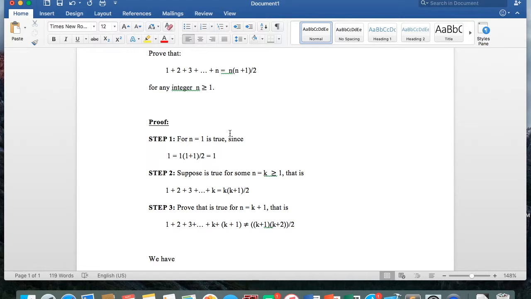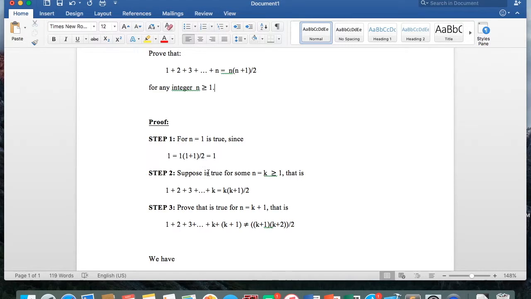Step one is to substitute 1 for every n, to make sure that the left-hand side is equal to the right-hand side. So if n equals 1 on the left-hand side, then on the right-hand side, you substitute 1 for every n and you will have 1 times (1 plus 1), which is 2, divided by 2, which is 1. And since here on step 1, 1 equals 1.